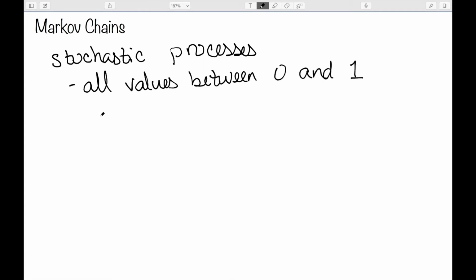All of the values need to be between 0 and 1. They can be 0 and can be 1, but they should be between and including 0 and 1. And if I add up all of my probabilities, I should get 1. So the sum of all of the probabilities should be equal to 1.